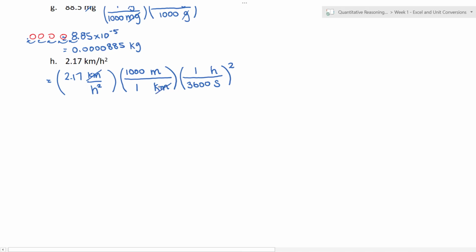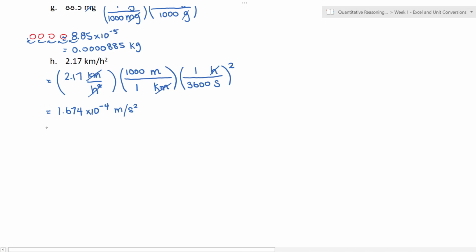Let's take a look at our units to see how they all cancel out. Kilometers cancels with kilometers. Hours squared cancels with hours squared. One's in the denominator, the other one's in the numerator. Now type this up with me to make sure that you're typing everything correctly on your calculator. 2.17 times 1,000. We can ignore the 1 because 1 squared is still 1, divided by 3,600 squared. And we get 1.674 times 10 to the negative 4. And the units now are meters, because that's the unit in the numerator, per, and in the denominator we have seconds squared.